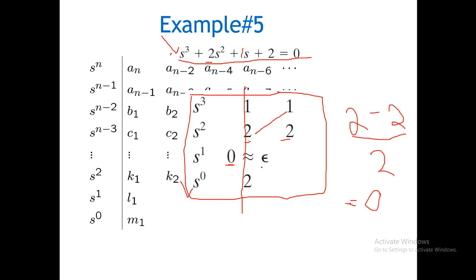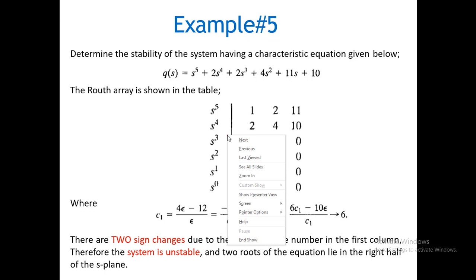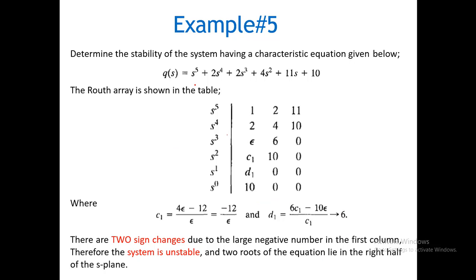So what you have to do is substitute this 0 by an epsilon, and after that we will solve it. So let's go with a more complex example. We have been asked to determine the stability of a system having the characteristic equation mentioned below.